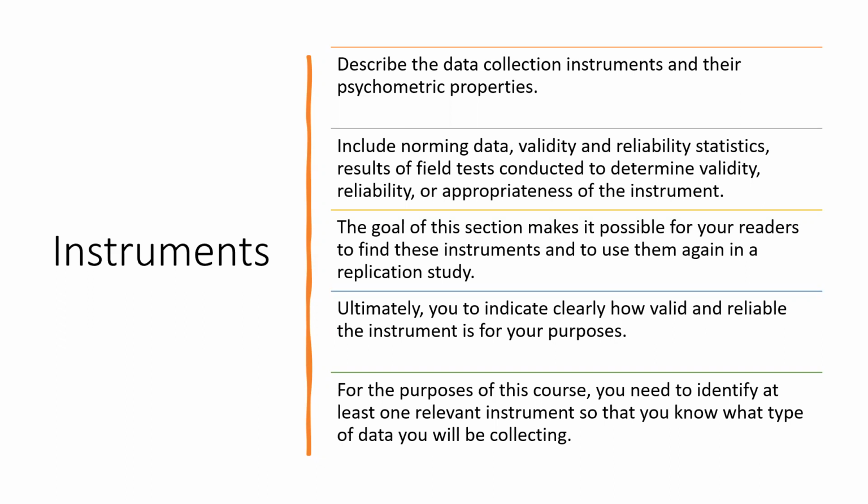If you're using a standardized or a pre-existing instrument, you need to demonstrate that that instrument is valid for the age and population that you are currently proposing to do your research with. You need to provide validity and reliability statistics specific to that population. You need to talk about any field tests that have been done. That would be in articles and whatnot that talk about the instrument and how you know this instrument is appropriate.